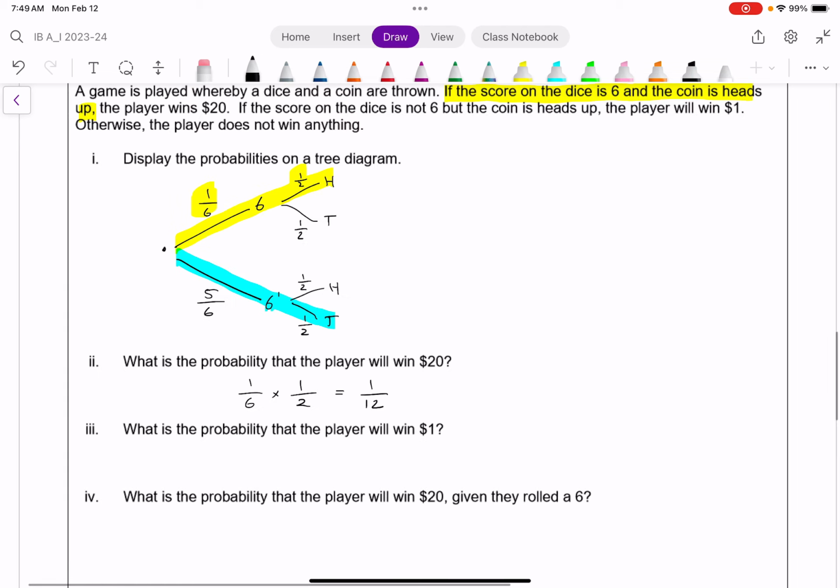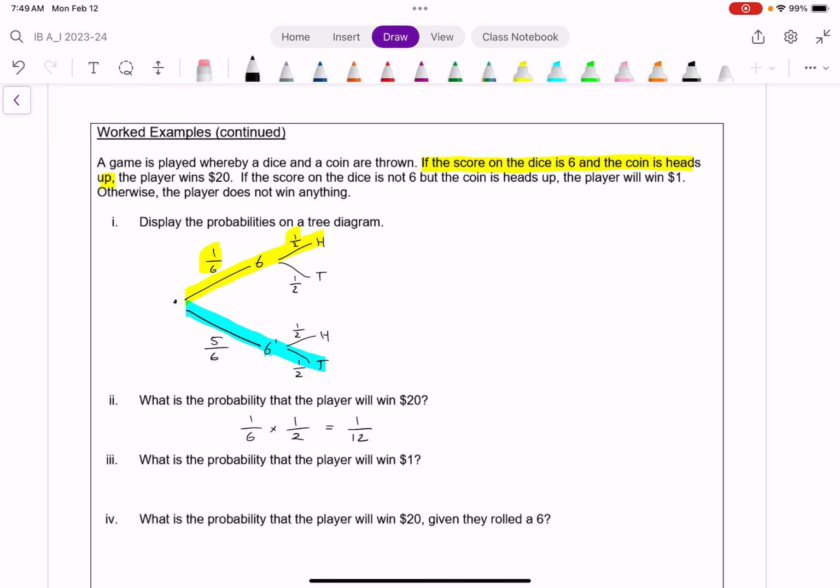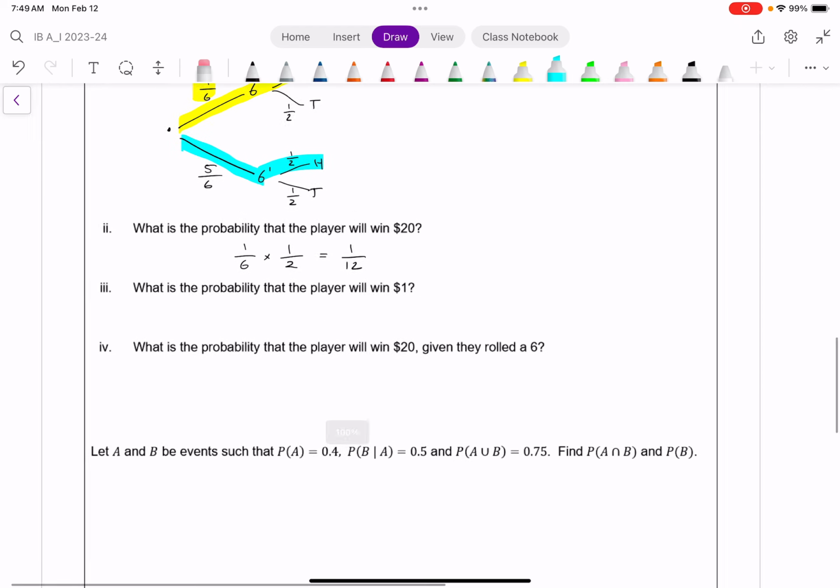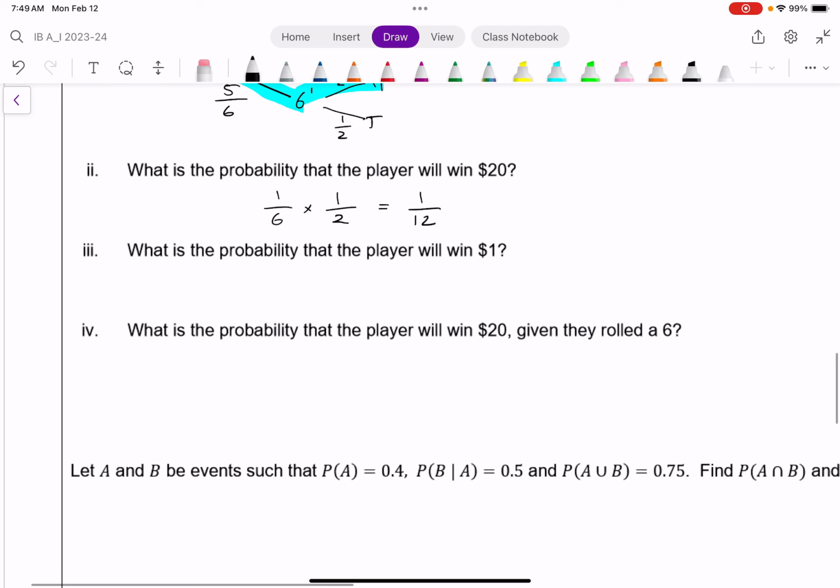What about just winning $1? Well, that was if they do not roll a 6, but it's still heads. So that becomes this pathway. I will try to show right here. That's this pathway right here. If you go here and heads, that's the pathway to winning $1. It's not a 6, but you still had heads. So that's 5/6 times 1/2, which is 5/12.